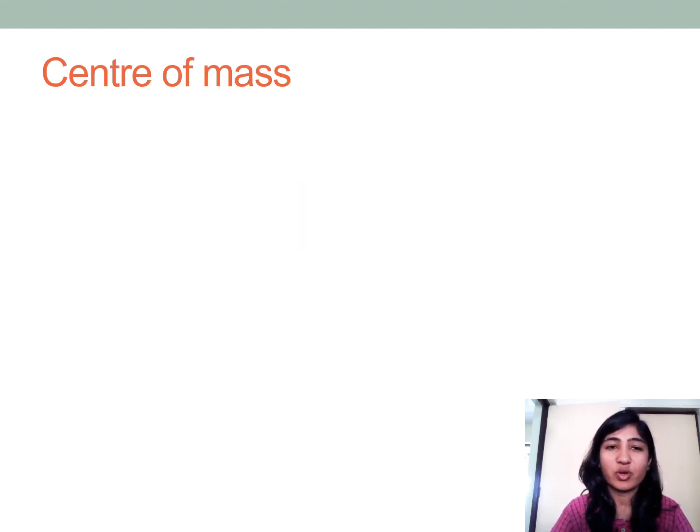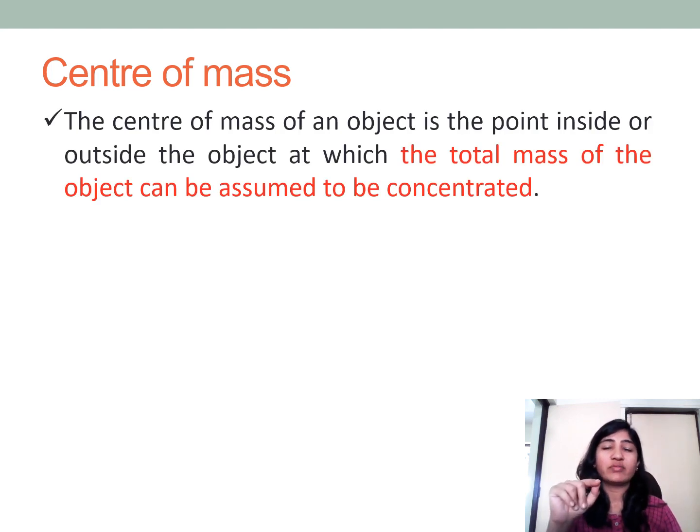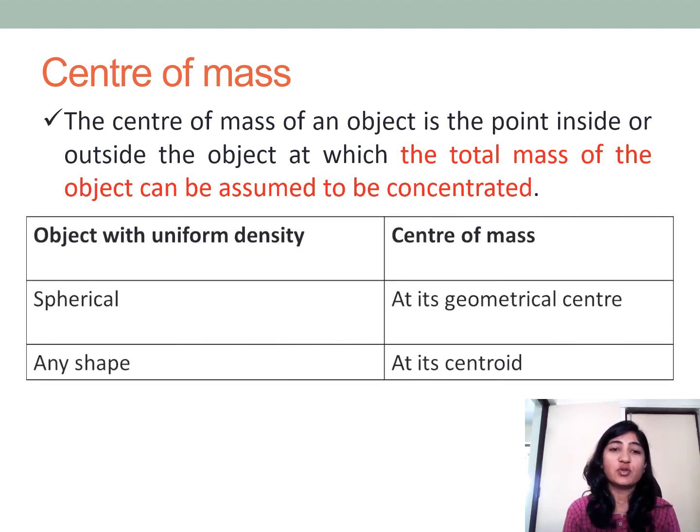Now the next concept we are going to see is center of mass. To understand the next law, we need to understand this concept, center of mass. The center of mass of any object is the point where all the mass is concentrated. Look at the definition: the center of mass of an object is the point, inside or outside the object, at which the total mass of the object can be assumed to be concentrated. So the total mass is assumed to be concentrated there.